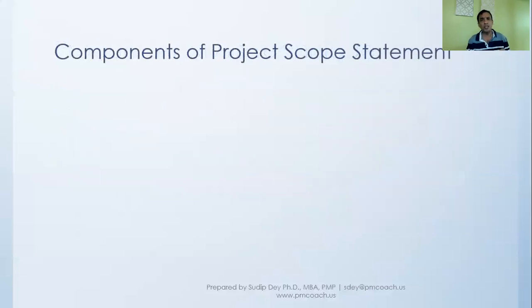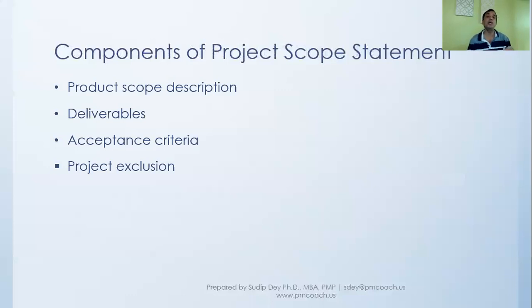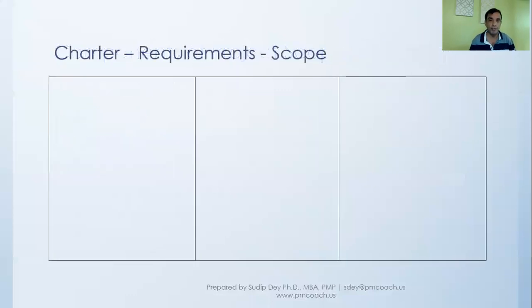Now, what are the components of a project scope statement? What should we include in it? One is the project scope description and the deliverables. Then for these deliverables, what are the acceptance criteria? Then what should be excluded? This is also an important part of the scope statement, as it removes the ambiguity in what we will be providing in the final deliverable.